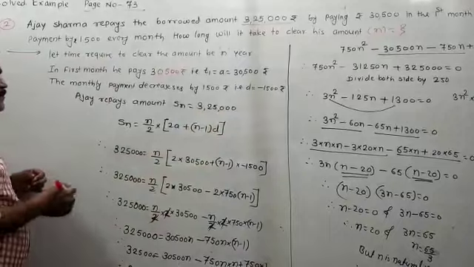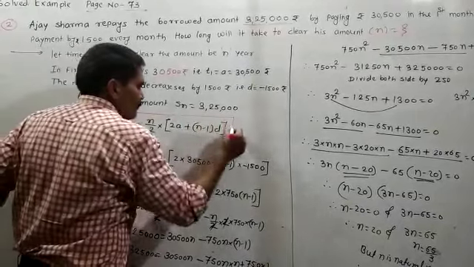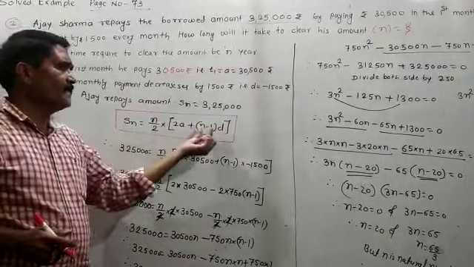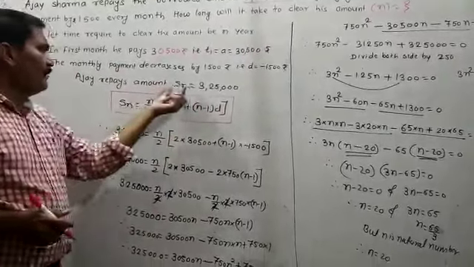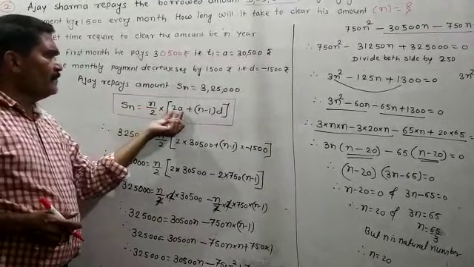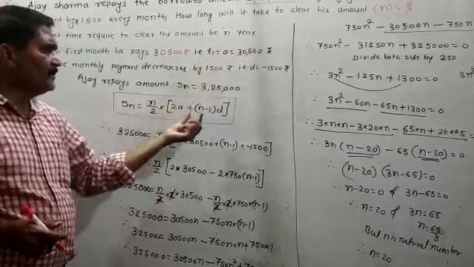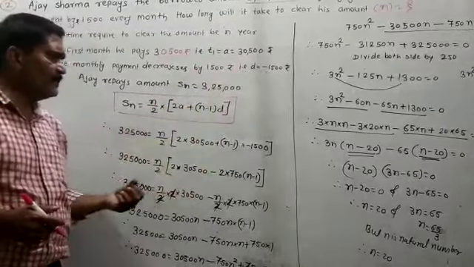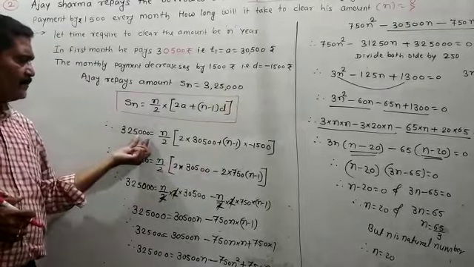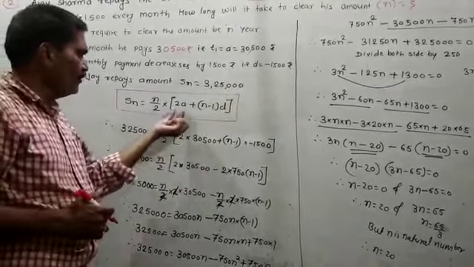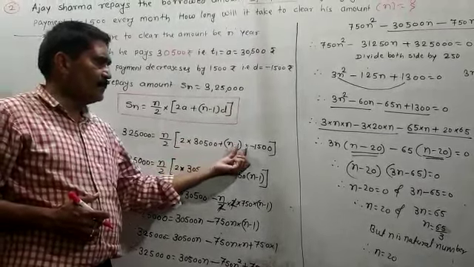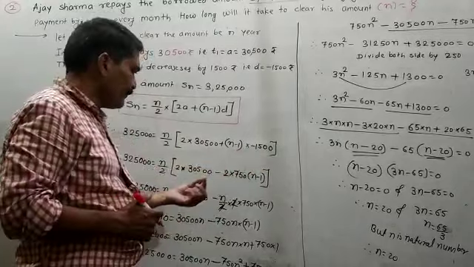Then you have to utilize the formula Sn. Because Sn is given, Sn is equal to n upon 2 into 2A plus n minus 1 into D. You have to put the value of Sn, keep n as it is, and find n. The value of A is 30,500 and the value of D is minus 1500. You have to put these values. So 325,000 is equal to n upon 2 into 2 multiplied by 30,500 plus n minus 1 into minus 1500.